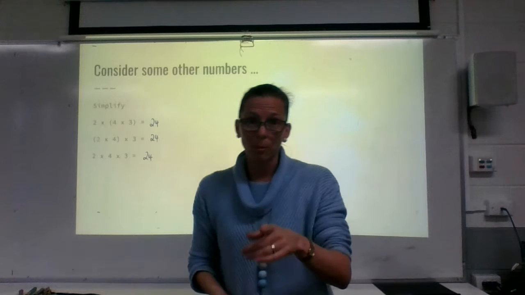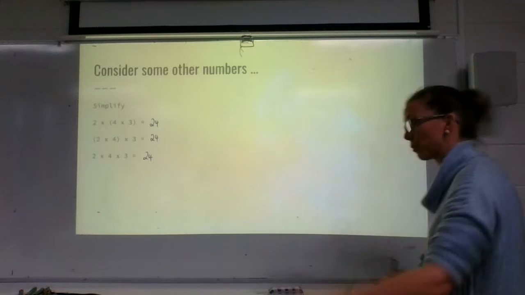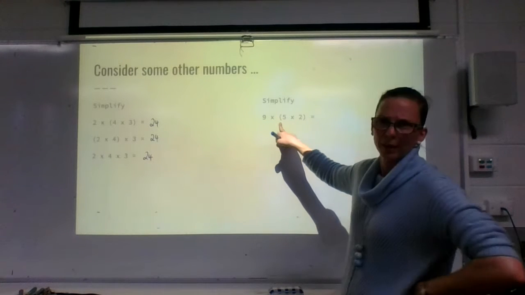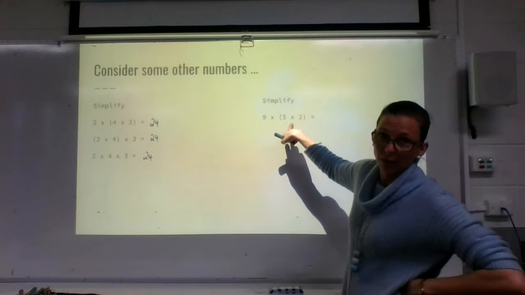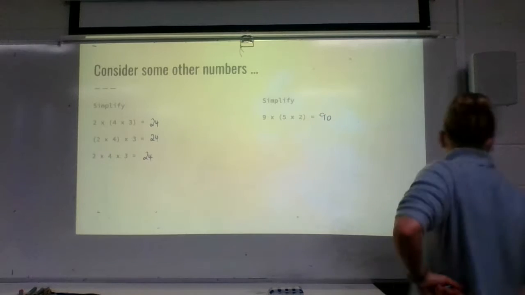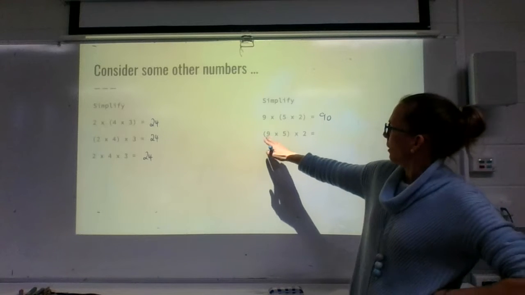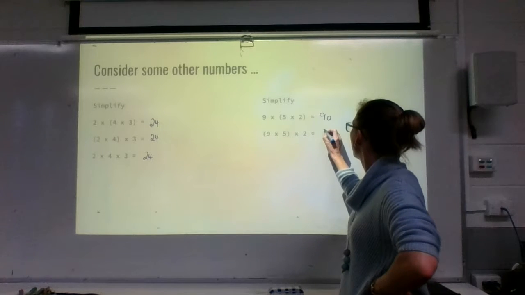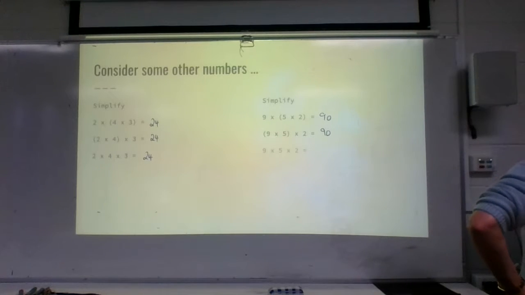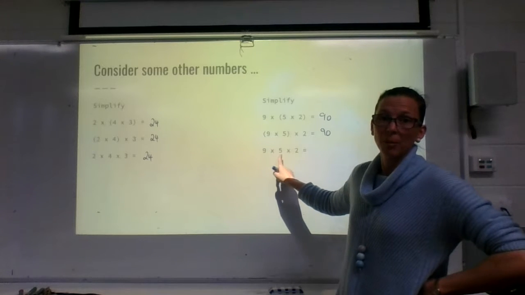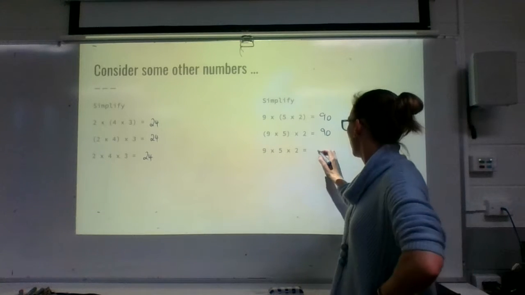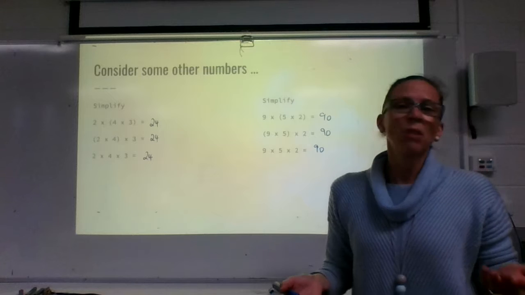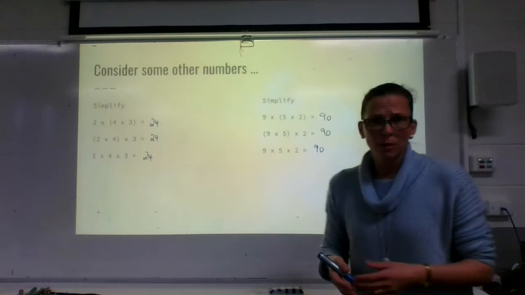All right, pretty sure you're probably getting this at the moment, but we'll do one more just to make sure. 9 times bracket 5 times 2. Well, 5 times 2 is 10, times 9 is 90. Here are my brackets first, so let's do that. 9 times 5 is 45, times 2 is 90. And here we've got no brackets at all. 9 times 5 is 45, times 2 is 90. So, would it matter what numbers were in there? No, it wouldn't. And that's what the associative law tells us.